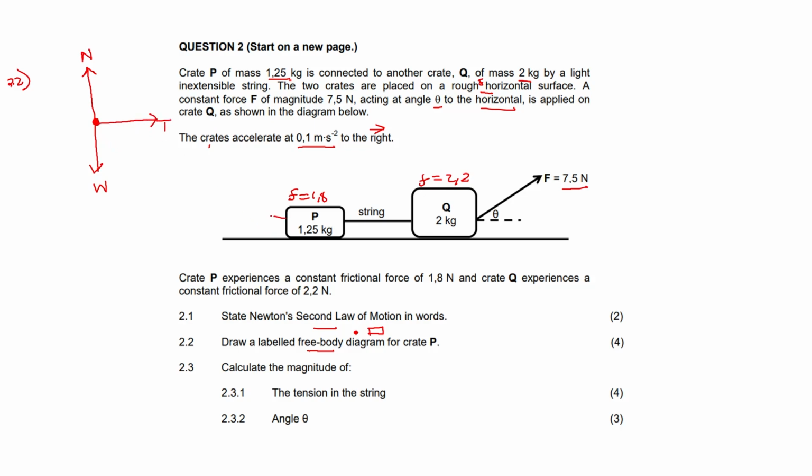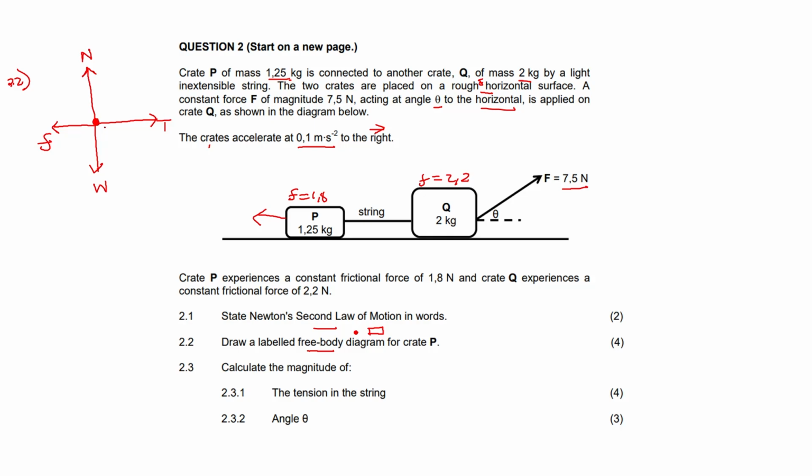And then we also have friction. They said that P experiences a constant frictional force. So friction is just a tiny bit smaller than tension. So just show that there's different lengths to it, right? It's 4 marks, so there has to be 4 forces on your diagram.